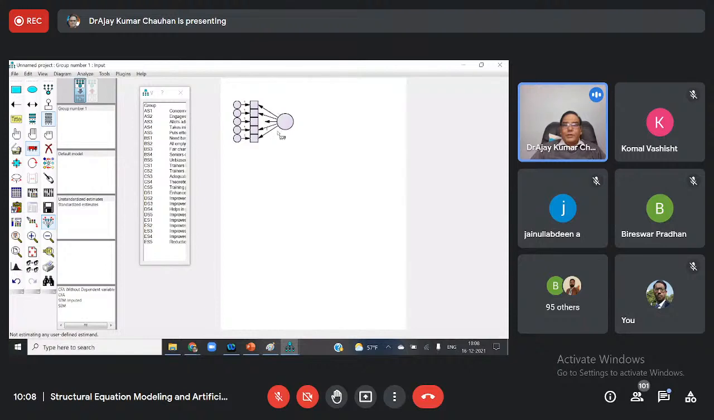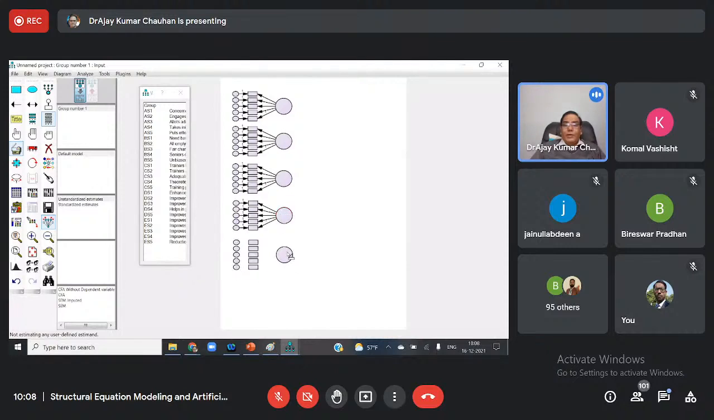So this is the construct number 1. Actually, we always work on the construct number 1, and the rest of the constructs we can make using the duplicate icon. So now I can use the duplicate icon, 1, 3, and 4 and 5. So we are having the 5 constructs, so I'm using the 5. Now just drag and drop.